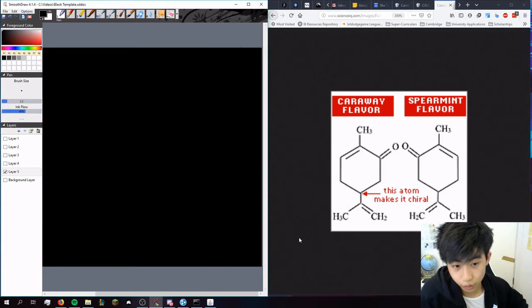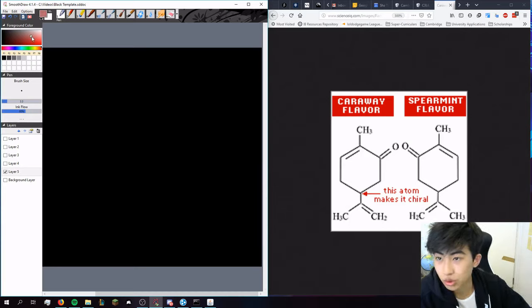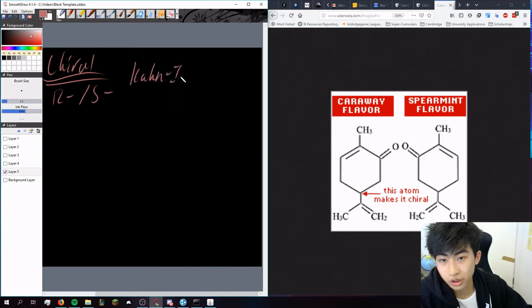Okay, so now that we have two different enantiomers of the same chiral, how do we differentiate between them? Here we have the two different chirals of Carvone, Caraway and Spearmint. The way we can differentiate between two different enantiomers of a chiral is through classifying them as either R or S. And we do this using rules called the Cahn-Ingold-Prelog rules.